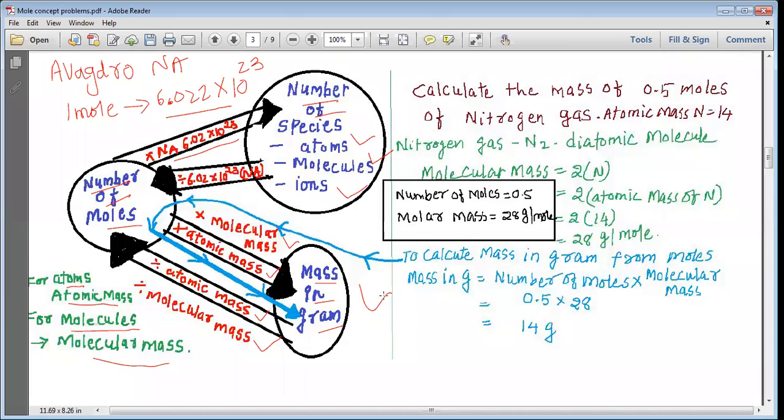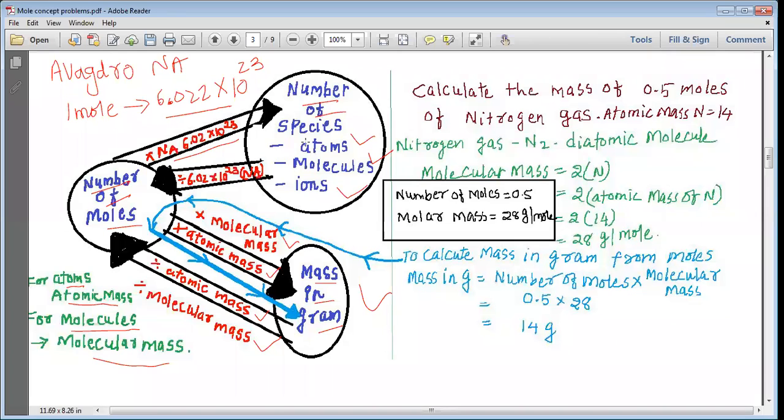mass in gram. So here in 9th standard, we will study mole concept problems, and in these problems, my dear students, we will study how we can convert the number of species into number of moles, number of moles into mass in gram, mass in gram to number of moles, number of moles to number of species, or directly from mass in gram to number of species, or from number of species to mass in gram.